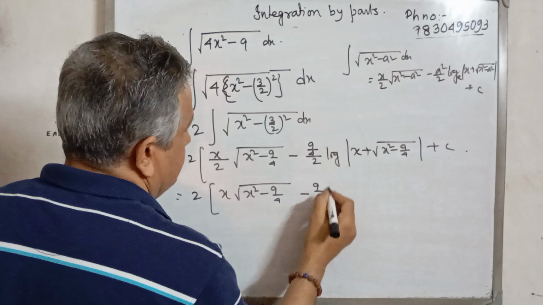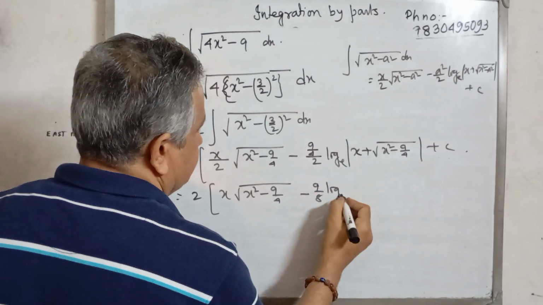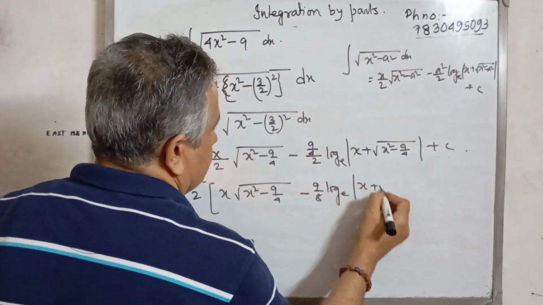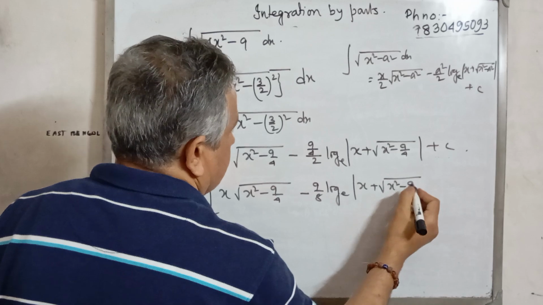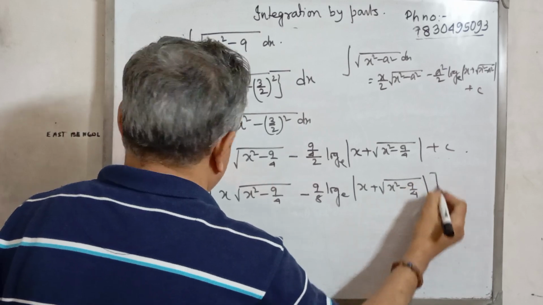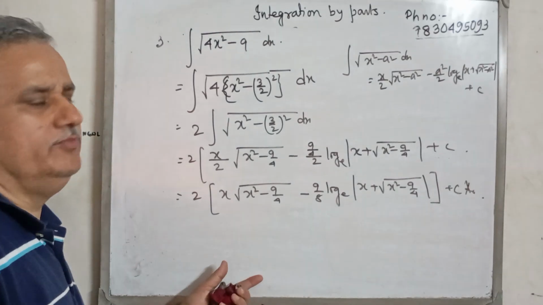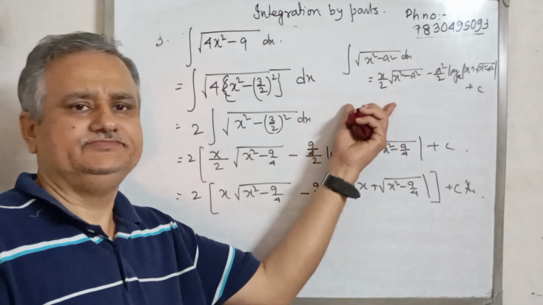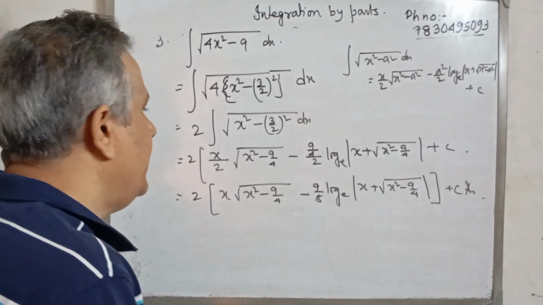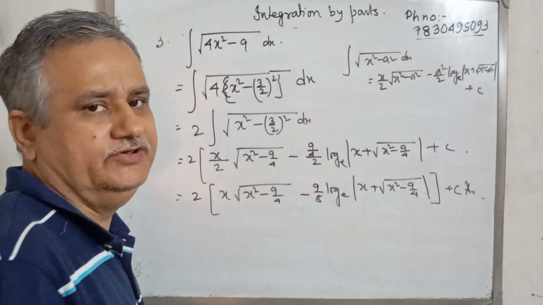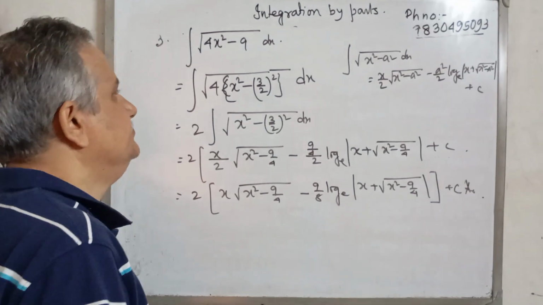Minus 9 by 8 log, plus c is your answer. Very simple problem, just using the formula. Okay. Now my last problem of integration by parts.